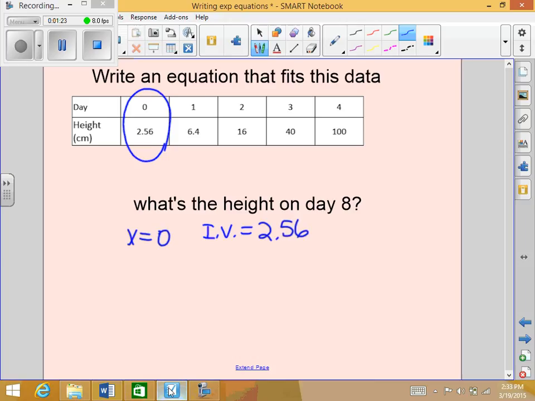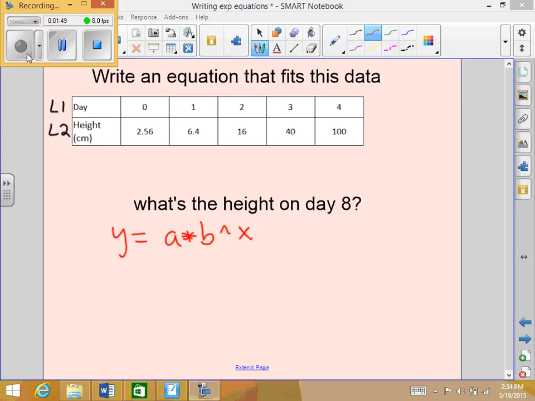So what you need to do is plug this in to list 1 and list 2 on your calculator. Days go in list 1, height goes in list 2. Then we're going to calculate the exponential regression. Take a minute, plug these numbers into L1 and L2, and then we'll come back to get the exponential regression.